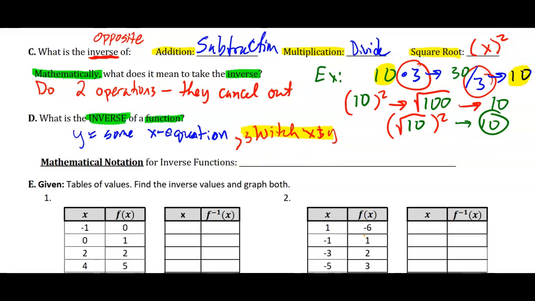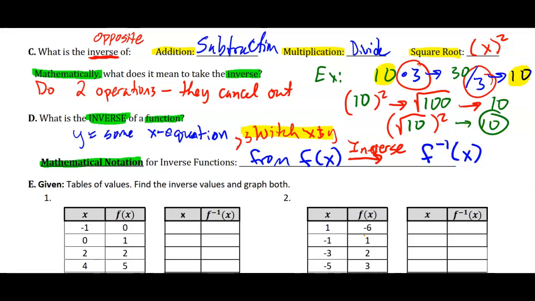So notationally, if I'm talking about an inverse function, I have the original function, f of x, and I'm trying to find the inverse. What I want to then say is f inverse of x. So please note that this little -1 all that means is, hey, I'm an inverse. So when you've found your inverse, that's how you write that you know it's the inverse, okay?